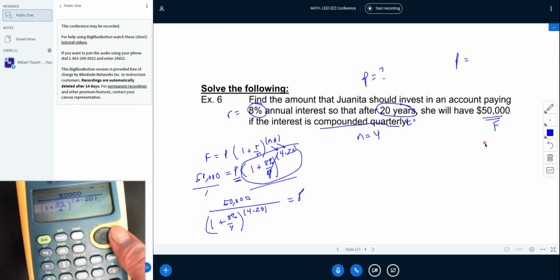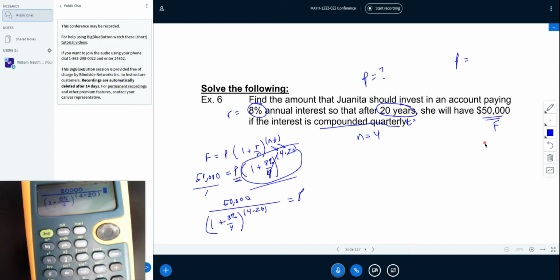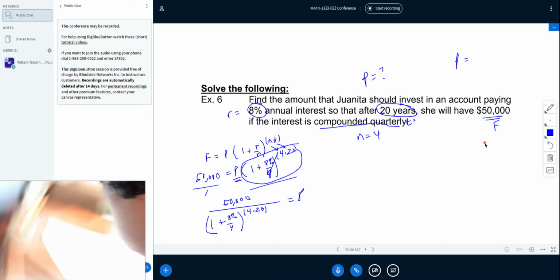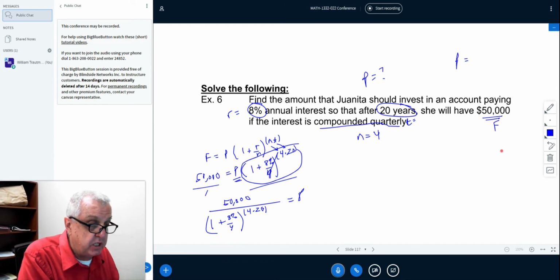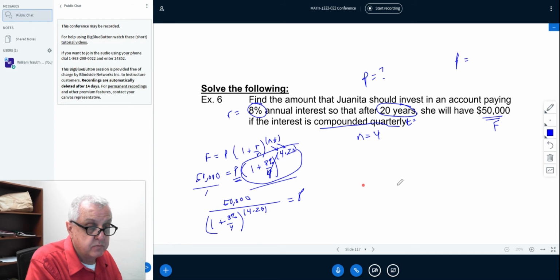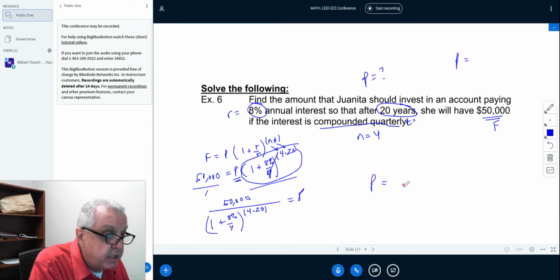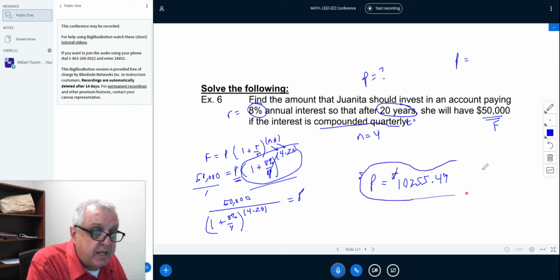And then I arrow over, and I have everything in there that I need to. Now when I hit enter, that's my answer. So what this says is, in order for me to get $50,000, I need to put $10,255.49, rounded to 2 decimal places, in the bank now.